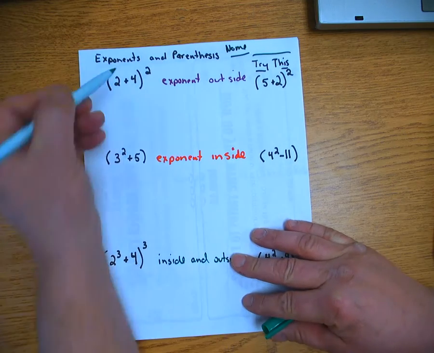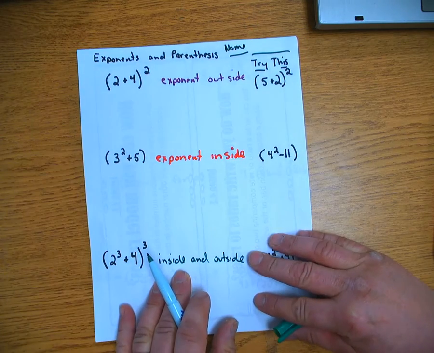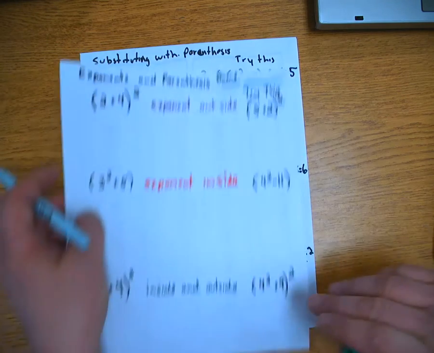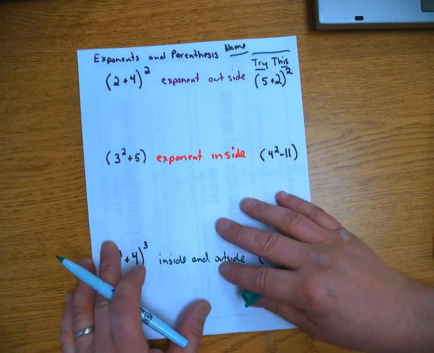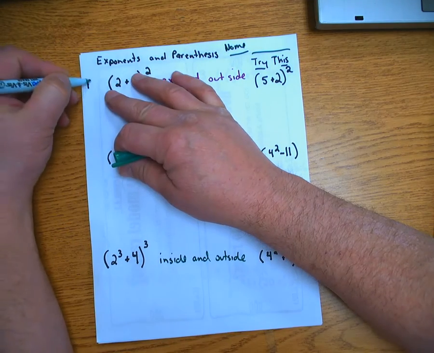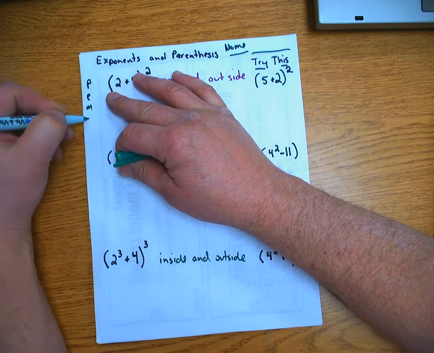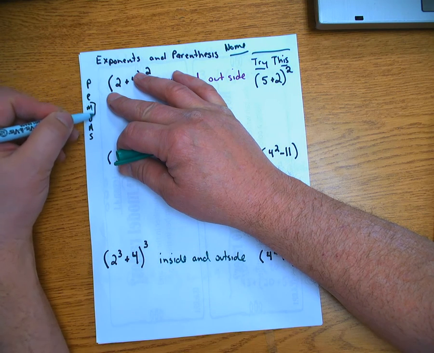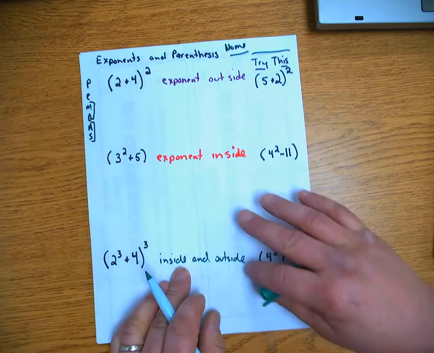So we're going to talk about exponents and parentheses. And then we're going to talk about exponents and substituting with parentheses, okay? We need to follow order of operations. Again, I can't say it enough. PEMDAS: parentheses, exponents, multiplication or division, addition or subtraction.